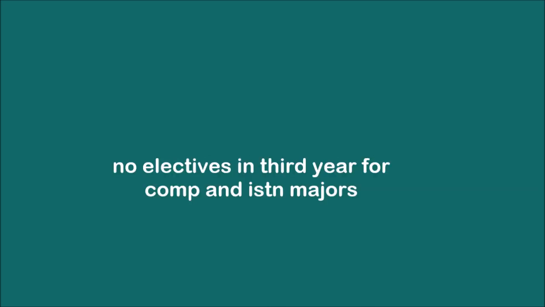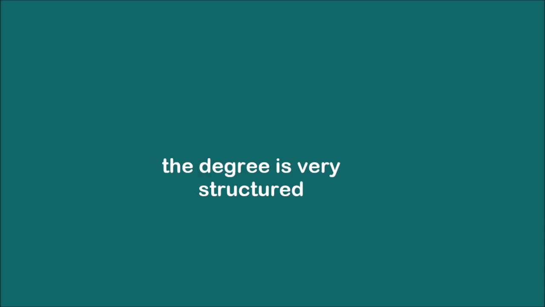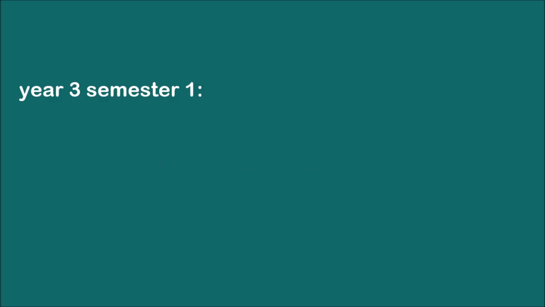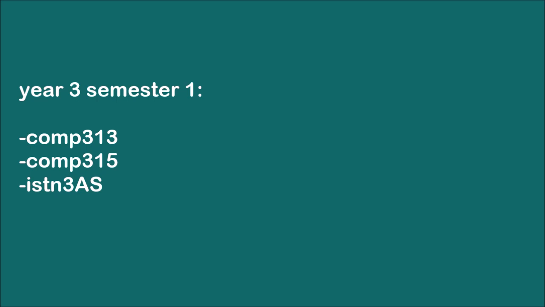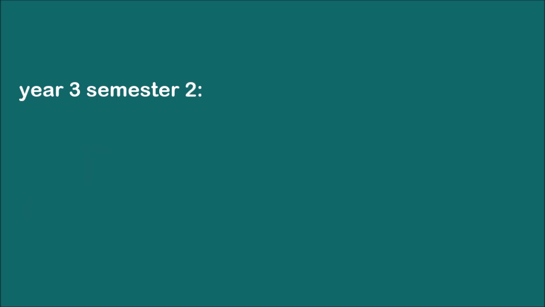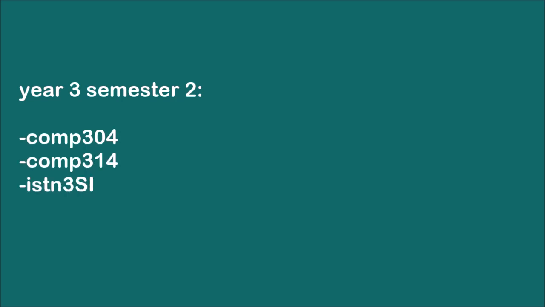In third year, you do not do any electives, and neither are you given the opportunity to choose which modules you'd like to do. In the first semester, the modules that you will do are Comp 313, Comp 315, ISTN 3AS, and ISTN 3SA. In the second semester, your modules are Comp 304, Comp 314, ISTN 3SI, and ISTN 3ND.